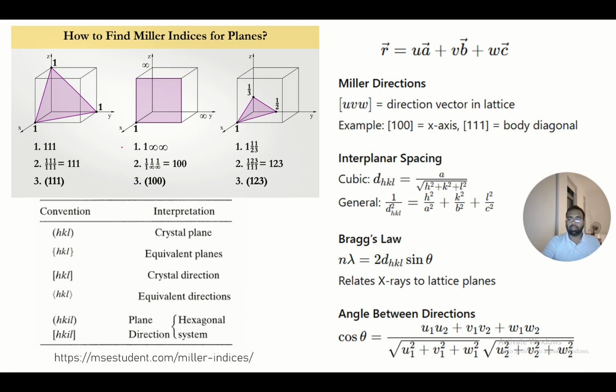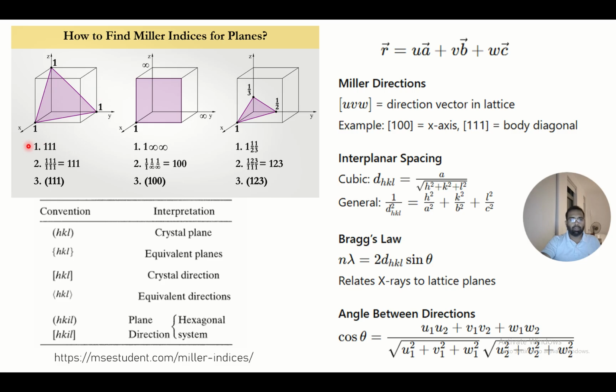Further, we have Miller indices. How can we find the Miller indices? To find the Miller indices, we can work on the Cartesian plane. So this is a Cartesian plane on which there is a plane cutting all the axes at a particular point. This point is represented by 1 1 1.